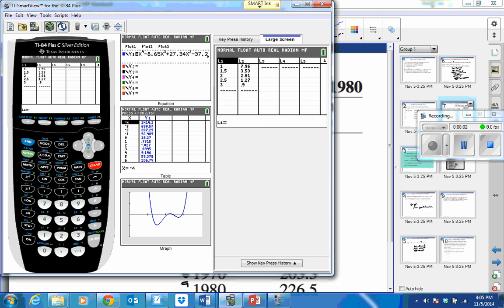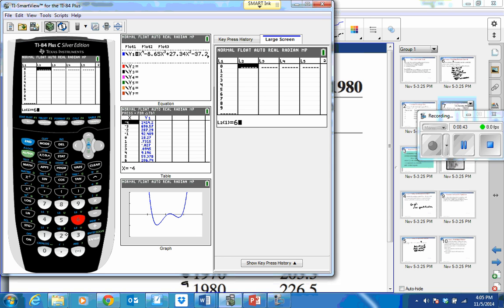And I'm going to clear everything out of that list and clear everything out of that list. So we're going to put in the ordered pairs 0, 1, 2, 3, 4, 5, 6, 7, 8, 9. Now we'll go back up to the top and put in the y values that go with those.